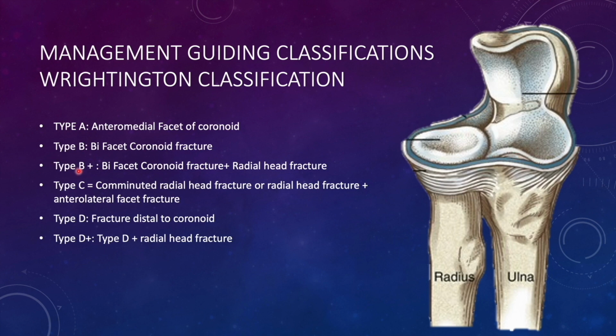In type B+, there is a fracture of the coronoid which is involving both the facets, that means anterolateral as well as anteromedial, along with the radial head fracture. In such a scenario, you have to at least fix the radial head and fix the anteromedial facet of the coronoid. The anterolateral fragment, if it is a separate one, can be left. The reason again I will be telling in the coming slide. And in type C, there is a fracture of the radial head, which is a comminuted one, or there can be a fracture of the radial head, which could be a simple one, along with the fracture of the anterolateral facet.